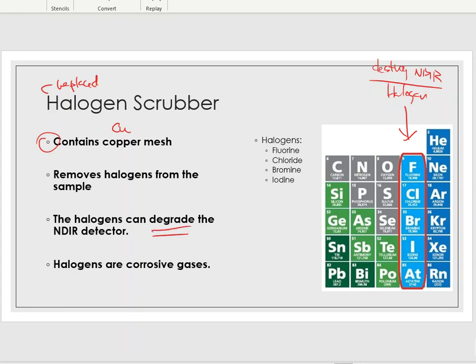They can degrade the NDIR detector. They do that because they're corrosive and they will eat those metals. And if I'm eating the metal in my detector, it's probably not going to last a very long amount of time before I'm going to have to fork out another $2,000 to replace that detector. And nobody wants to do that, right?